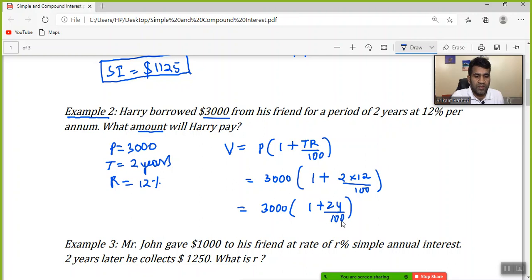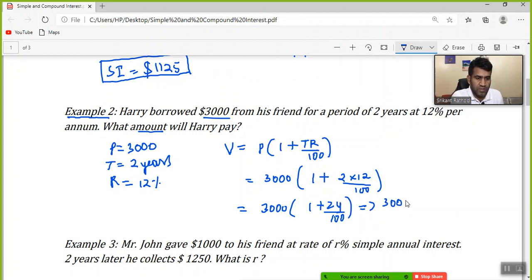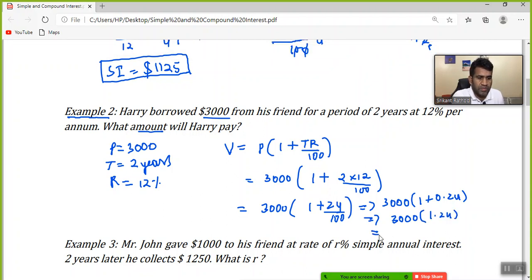Don't cancel this 100 with this 3000, okay, because this is not multiplication. Here it is 1 plus 24 by 100, not just 24 by 100. Inside, one is a fraction and one is a whole number. First you have to translate everything in terms of fractions, then you can cancel, or you can just write 24 by 100 as 0.24. So this is further simplified as 3000 times 1.24. So what is the value? 3000 times 1.24 we can say as 30 times 124.